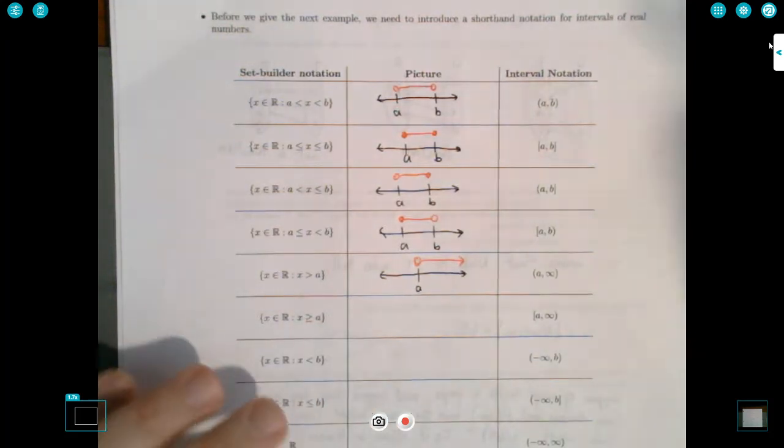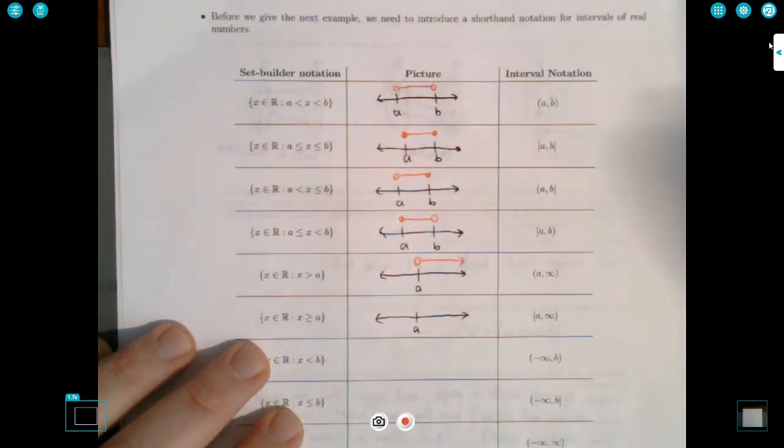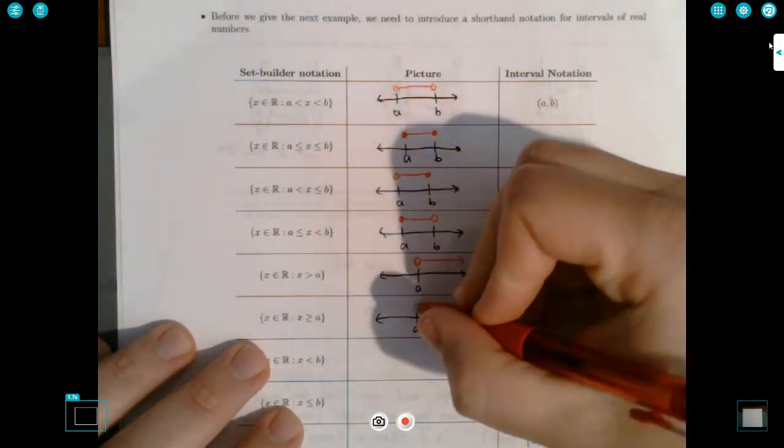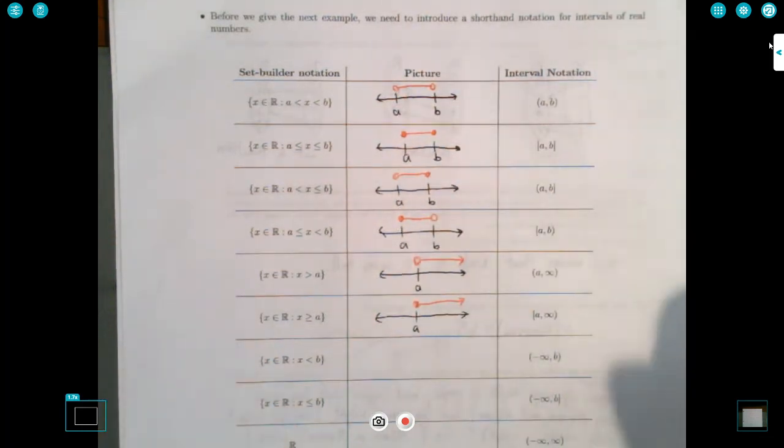If we want a to be included, then the picture would just use a closed circle, and the interval notation would use a bracket. The infinity always gets a parenthesis, though. Okay?